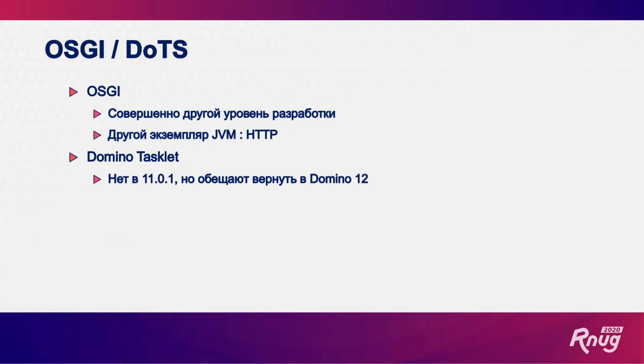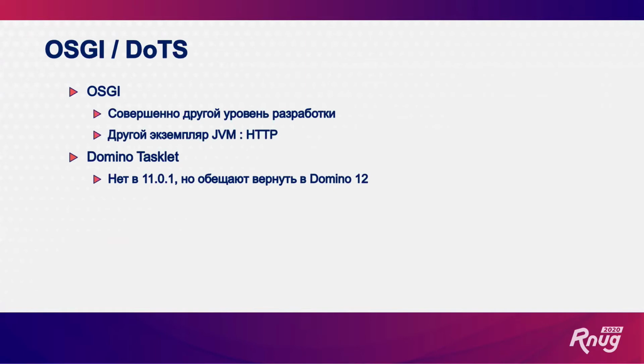As to OSGi and Domino tasklets: OSGi is another level of development. Those are started in another instance. Those are quite similar, but the JVM is not connected to HTTP, so it's quite complicated.